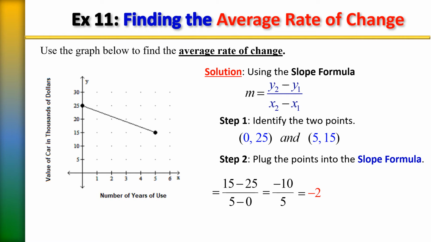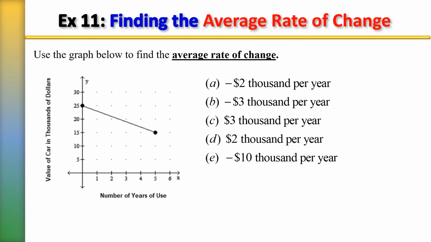slope. Now here we're talking about the value of a car in thousands of dollars. So this negative 2 here is going to represent negative 2,000. So the average rate of change was negative 2,000, which is choice A.